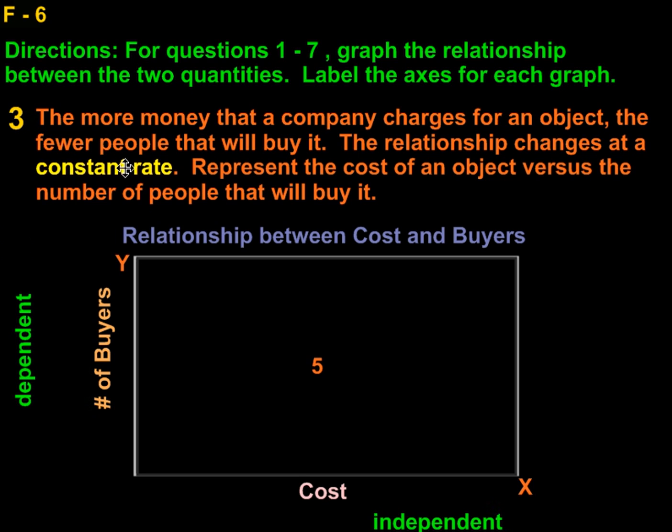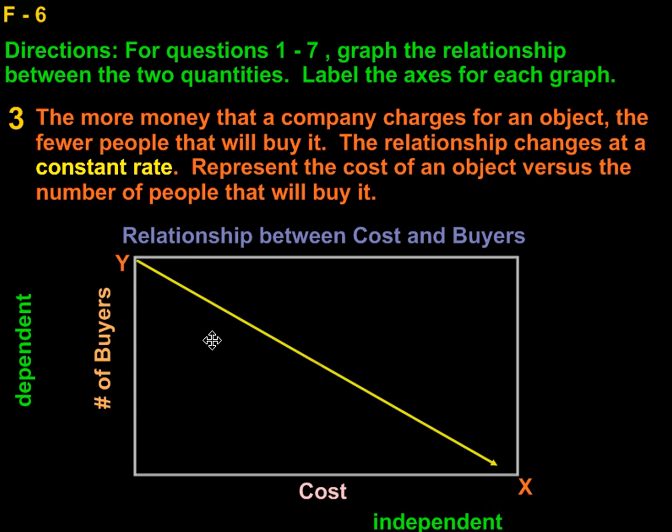So when you see the word constant rate, that should indicate to you that it's going to be a linear or straight line graph. And so we need to show that as the cost increases, assuming that everything starts at 0 down here and we work our way this way, cost is increasing as we go this way, number of buyers are increasing as we go up.